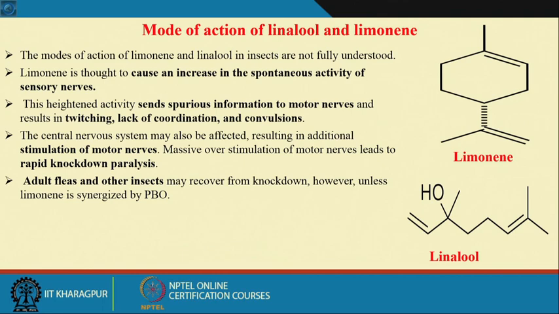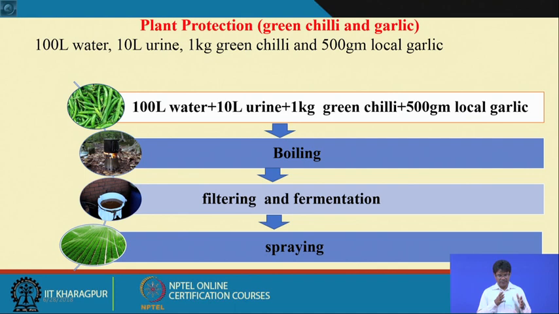In addition to the plant based products, as we have discussed, the cow is an integral part of organic farming. So, how can we use cow based products in preparation of natural insect pesticides? The natural biopesticides can be produced by using cow dung or cow urine in addition to other plant based products. For example, using green chili and garlic in cow dung and cow urine, you can prepare products which can be used as a spray that controls a broad spectrum of insect pests and diseases, in addition to supplying the nutrient requirement for crop growth and development. The formulation is 100 liter of water, 10 liter of urine, 1 kg green chili, 500 gram local garlic powder.